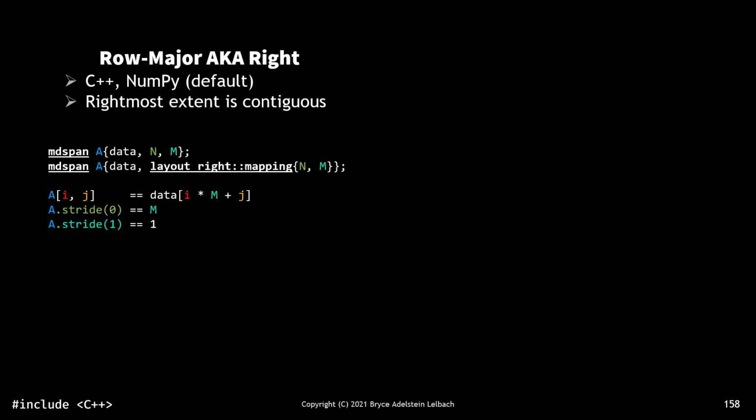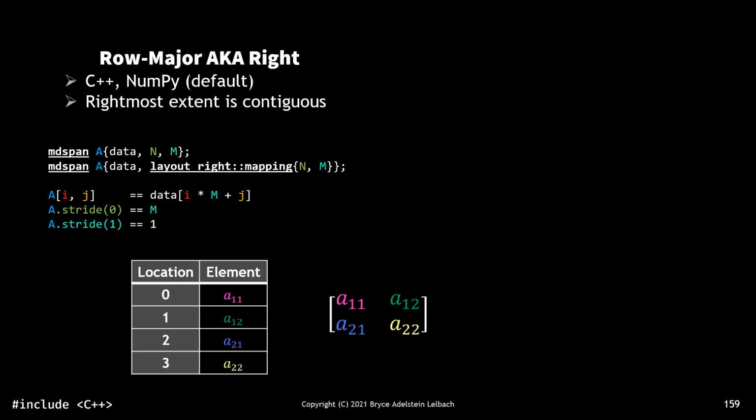The two most common layouts are layout right and layout left. With layout right, the rightmost extent is contiguous, meaning its stride is 1, and strides increase right to left as the product of extents. This is the layout for C++ built-in arrays and NumPy. It's also the default for mdspan. For example, if we had a 2x2 matrix, the two elements on the first row would have data locations 0 and 1, and the elements on the second row would have data locations 2 and 3.